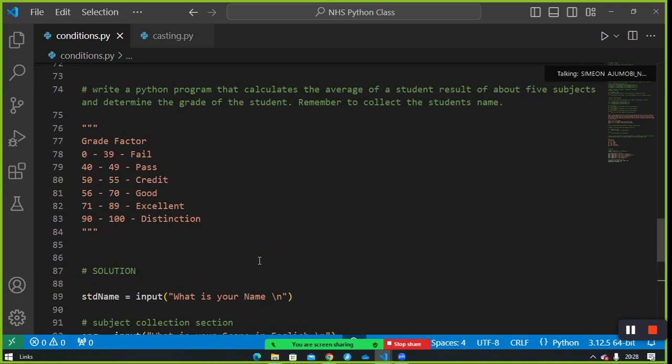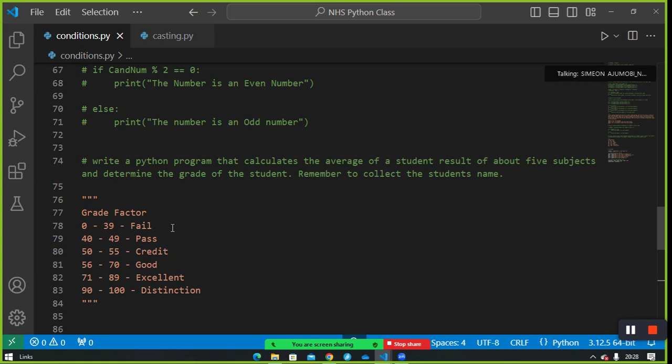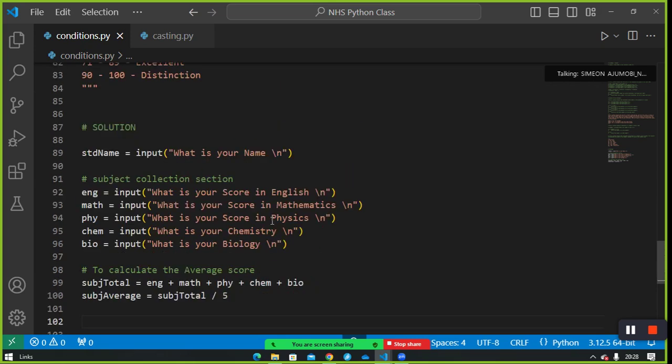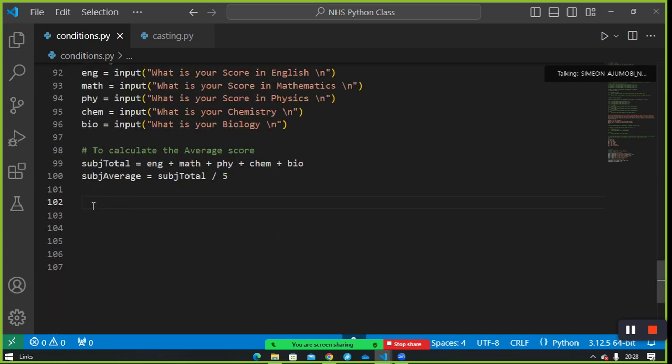Now, what is the next thing it asks us to do? It says student result of about 5 subjects and determine the grade. Now we have to determine the grade. So grade determination now.